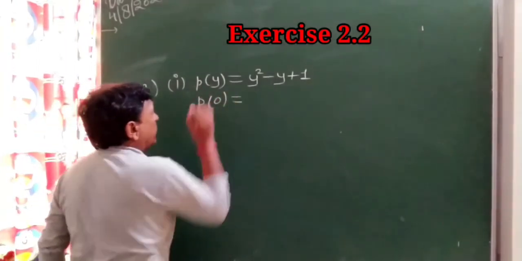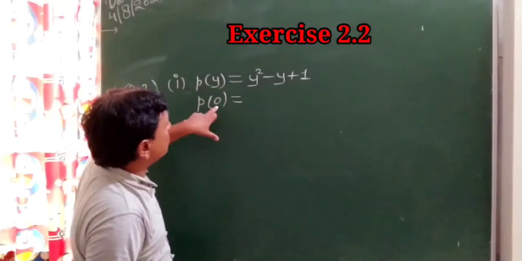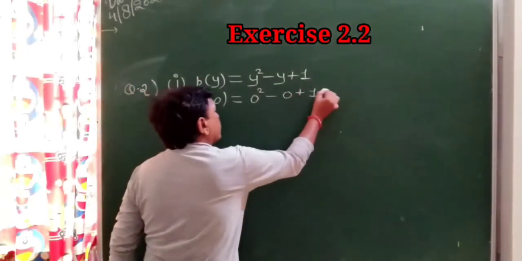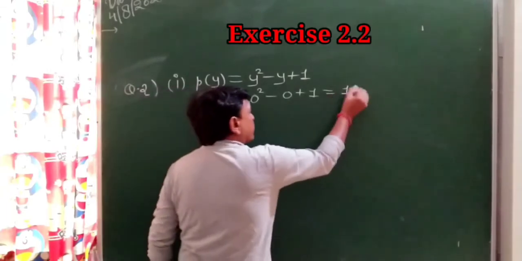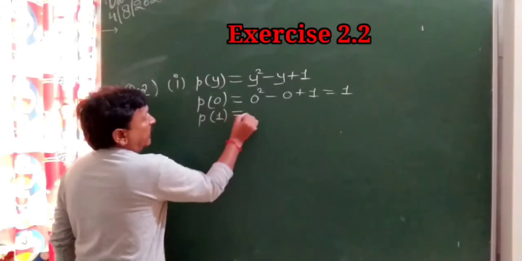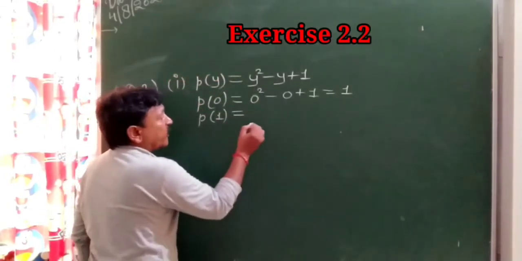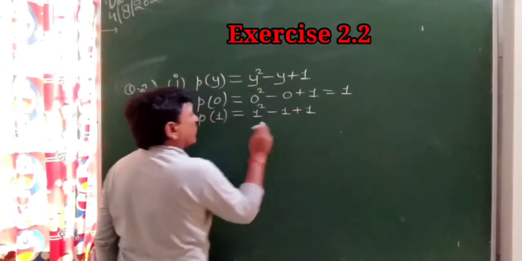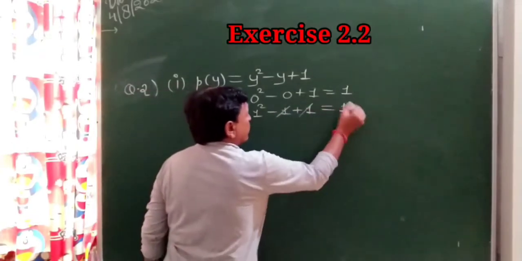P0 means in place of y, what will come? 0. It will become 0 square minus 0 plus 1. 0 square means 0, 0 minus 0 is 0, so what is left here? 1. Again we have to find out P1. It means in place of y everywhere we have to substitute 1. 1 square minus 1 plus 1. Okay, plus and minus cancel, and 1 square means 1.